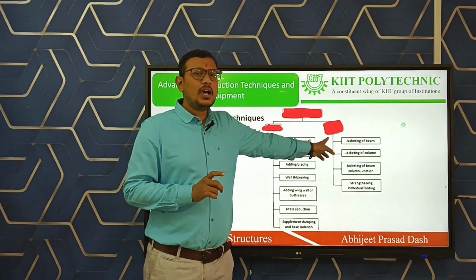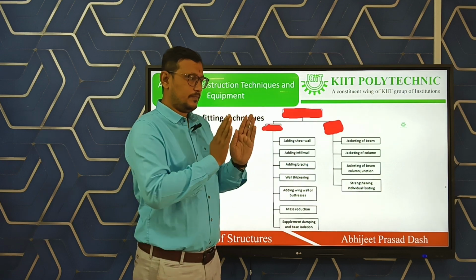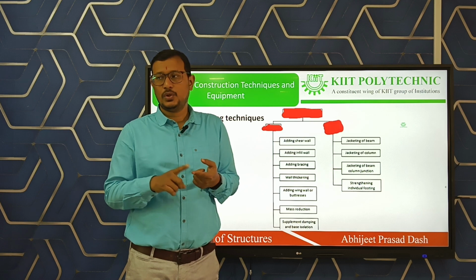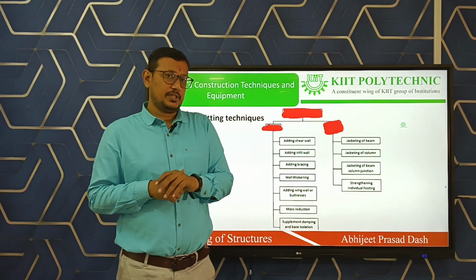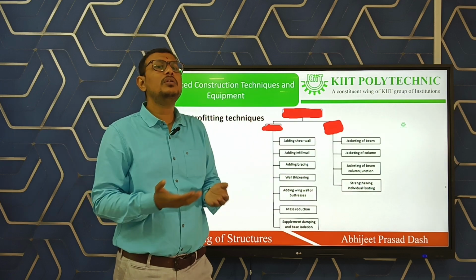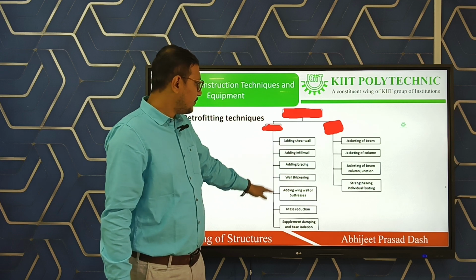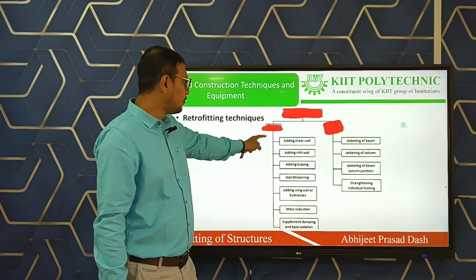And if it is a local retrofitting technique, it means only the particular component will be retrofitted, like only the beam, only the column, only the wall. So this is called local retrofit. If we make the whole retrofit, of the whole building, then it is global. So what are the different methods and techniques of global retrofitting?